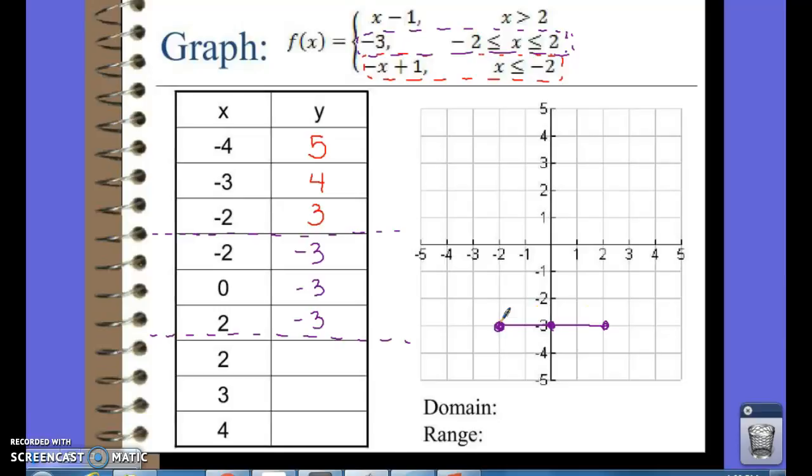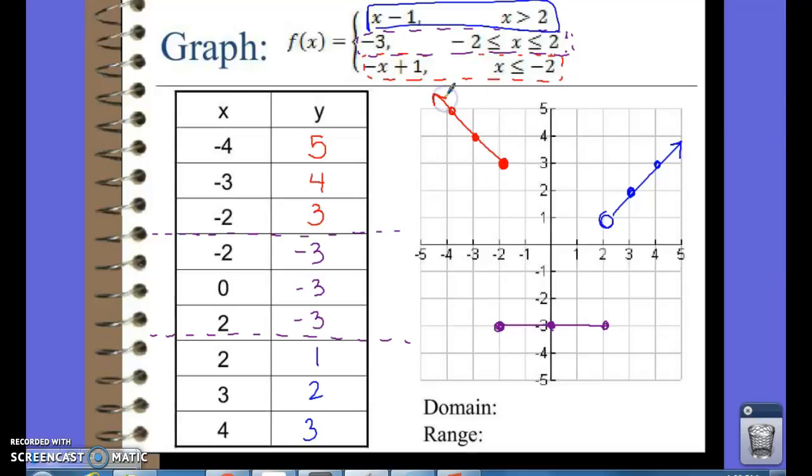And at the bottom, when is x bigger than 2? Well, x is bigger than 2 for the top equation. So I'm going to plug everything here into the top one. So 2 minus 1 is 1, 3 minus 1 is 2, 4 minus 1 is 3. This is an open circle because it's not included. And my graph goes up. Here at negative 2 and 3, this is actually also a closed circle.